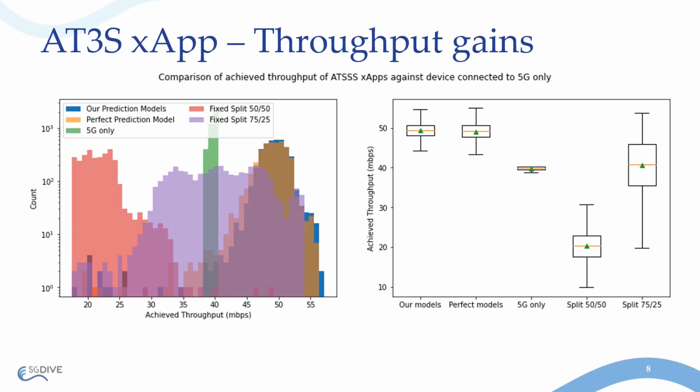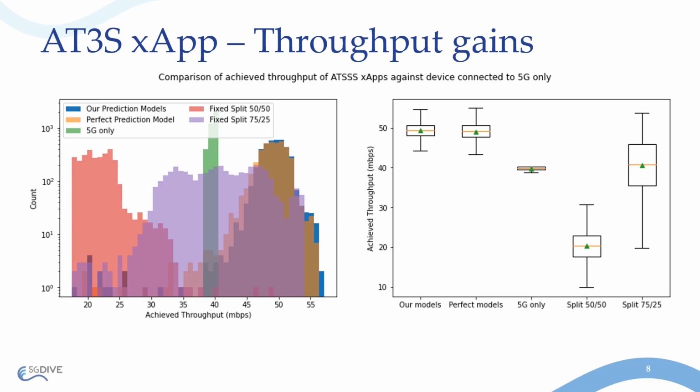Finally, the results from the demo execution show on the left the high accuracy of the trained models in blue color against 100% accurate models in orange color. They show as well the throughput gains against the 5G-only baseline benchmark. The fixed splitting rules of 50% each on 5G cells and Wi-Fi access points always underperform. A fixed rule of 75% on the 5G cells and 25% on the Wi-Fi access points can indeed overperform against the baseline 5G connection only, but it can also significantly underperform, as seen in the last column of the box plot on the right side.